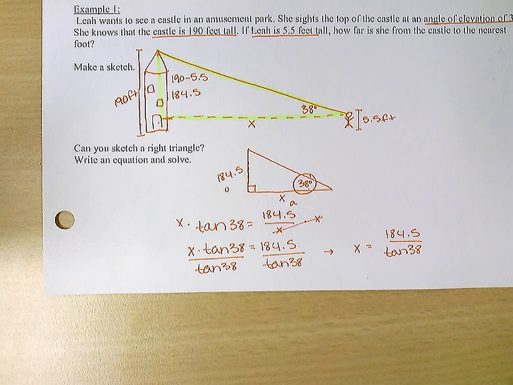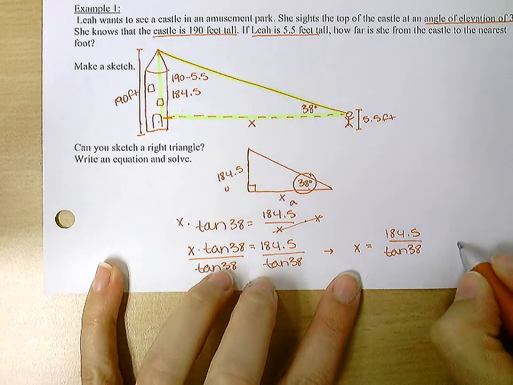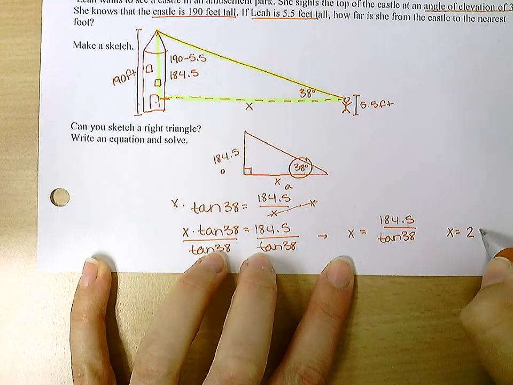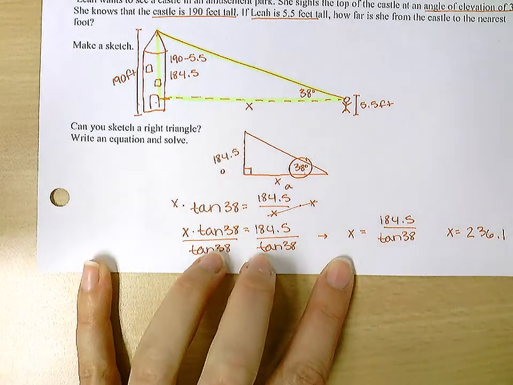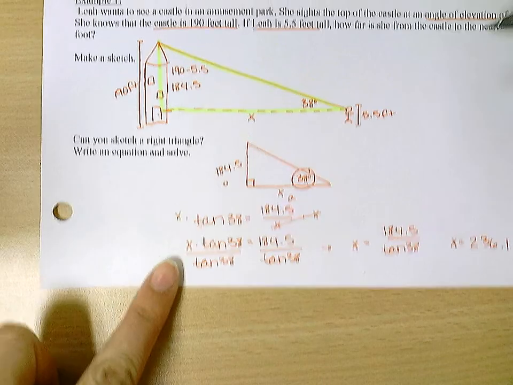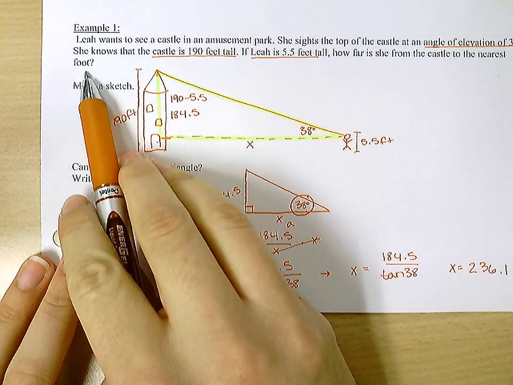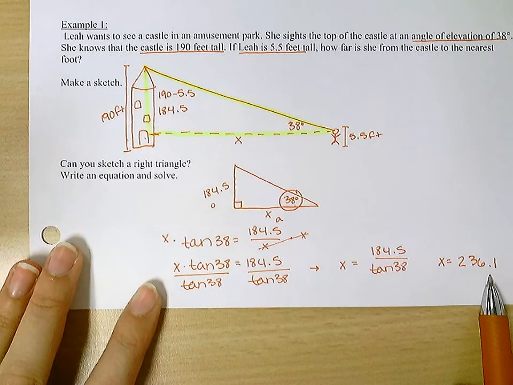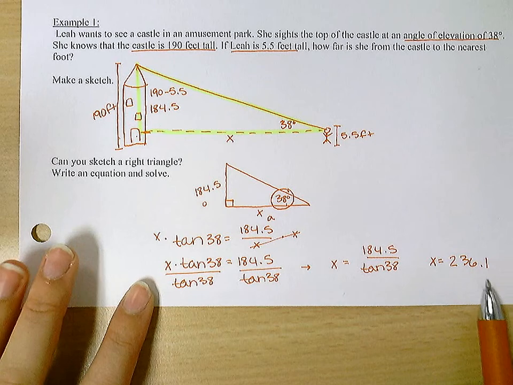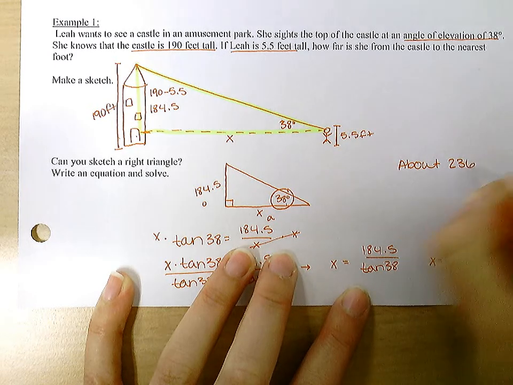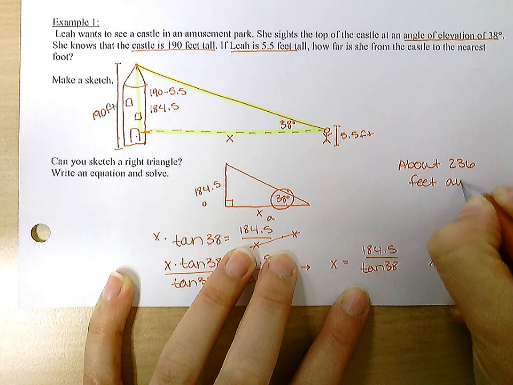And you do want to be able to plug that into your calculator. Okay, you should have already had practice with that because you had a quiz on it on Friday. Okay, so I got 236.1. Now in my problem up here, it did say how far is she from the castle to the nearest foot. Okay, so to the nearest foot would be 236. Okay, so she is about 236 feet away.